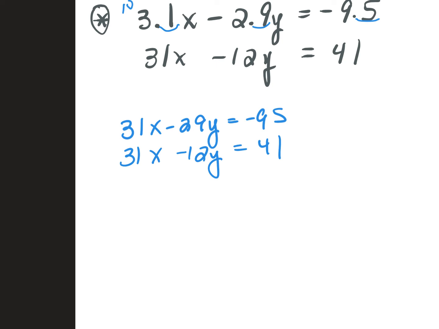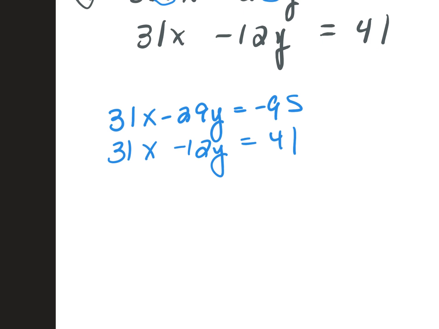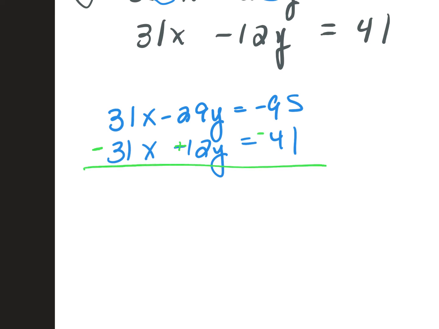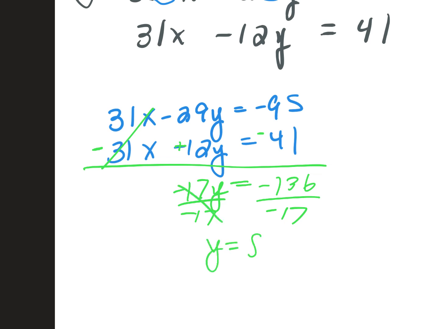So let's just multiply the bottom equation by -1. This will just change all the signs: -31x, +12y, and -41. When I do this, I'm going to cancel out my x's, obviously, so my 31's cancel out. I have -29y plus 12y, which is -17y equals -95 plus -41, which gives us -136. Divide both sides by -17, and you get y equals 8.